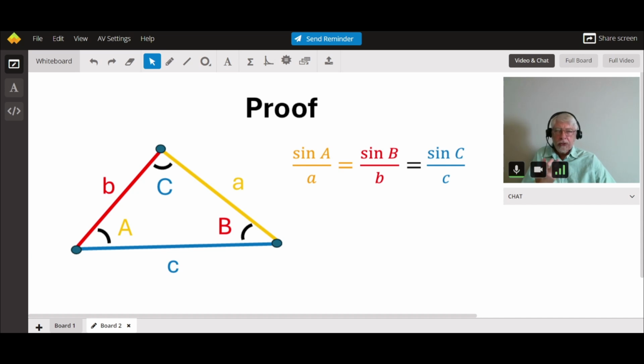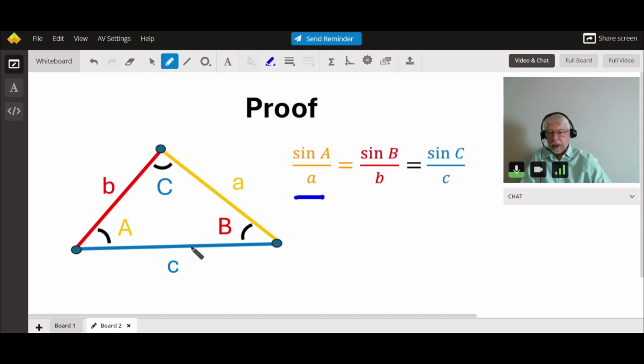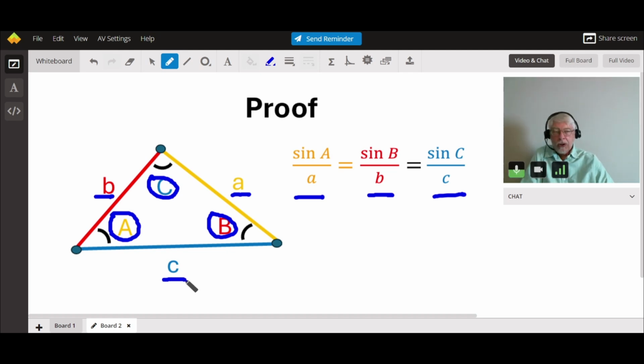Let's see what the law of sines basically tells us first. It says that sine A over a, in other words, sine of this angle, big A, over the length of its opposite side, little a, is equal to sine of this angle over b, which is equal to sine of this angle over its opposite side length, c. So again, it's very easy to remember.